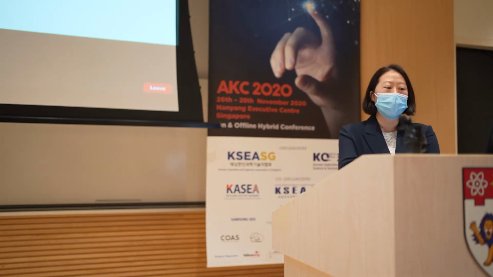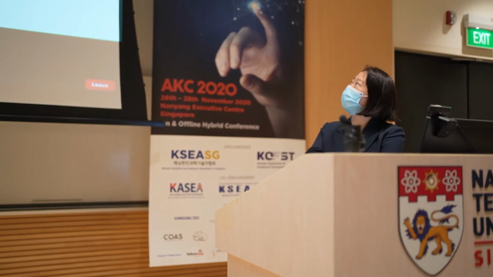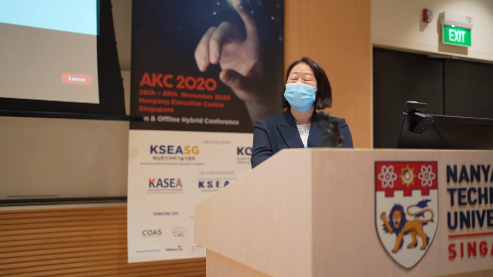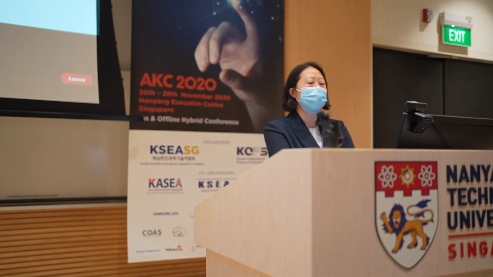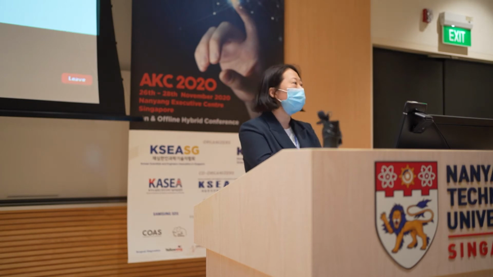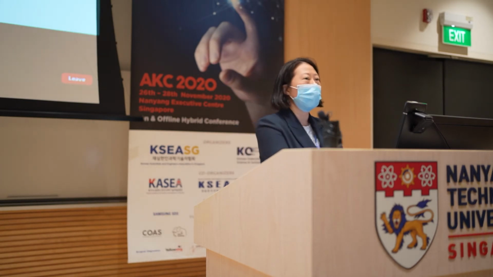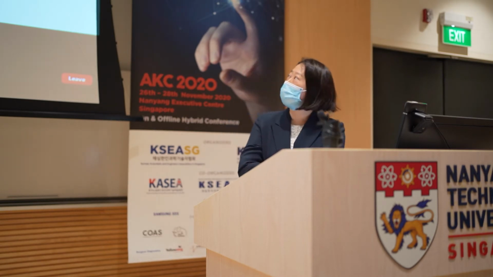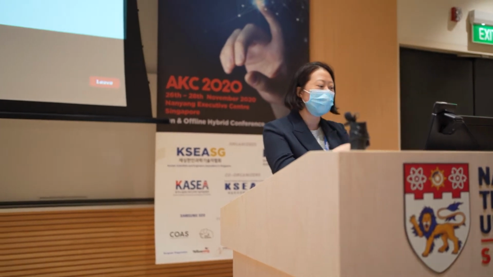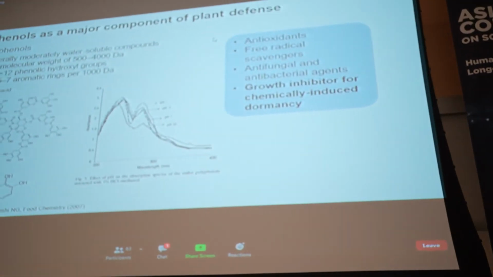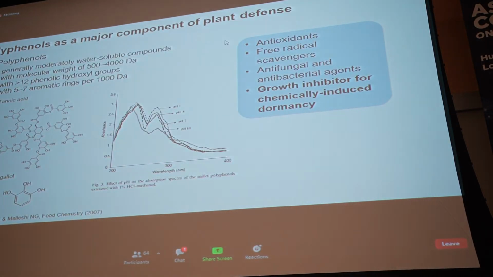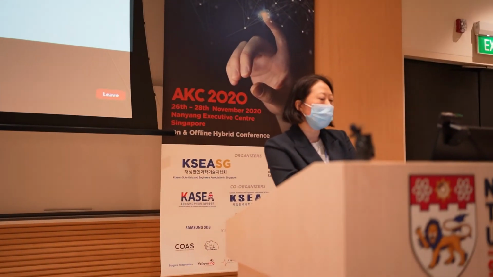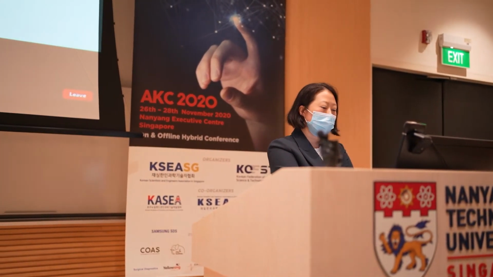They are very interesting because they are well known to be antioxidants, free radical scavengers, antifungal or antibacterial agents, and also growth inhibitors. So if we use these polyphenols as one of the chemical dormancy components, cell dormancy components, and also as a UV protection agent because they can absorb free radicals, then we can maybe use polyphenols as one of the candidate materials for the seed coat.